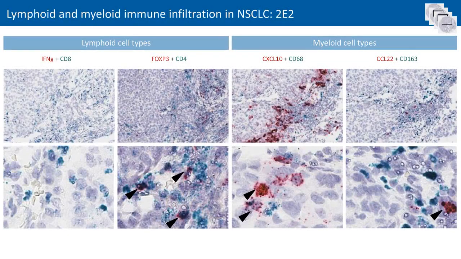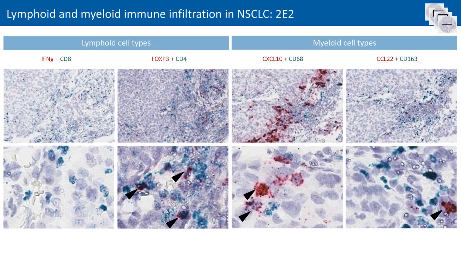In order to assess the infiltration of selected lymphoid and myeloid cell populations in non-small cell lung cancer, the expression of several key functional markers such as FOXP3, interferon gamma, CXCL10, and CCL22 were evaluated in addition to key cell lineage markers like CD4, CD8, CD68, and CD163, and this resulted in the following probe sets.